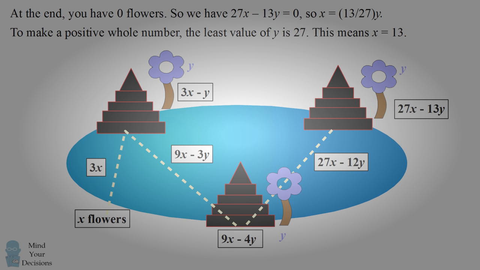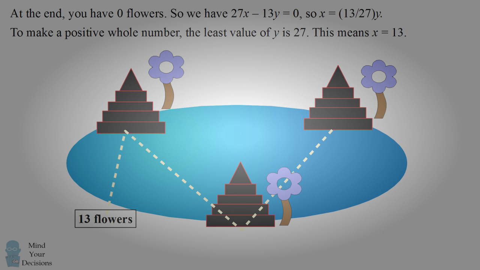In fact, this is the solution. We will verify this numerically. So if we start out with 13 flowers, we swim in the pond and that triples to 39. We then leave 27 flowers at the first temple, which leaves us with 12 flowers.